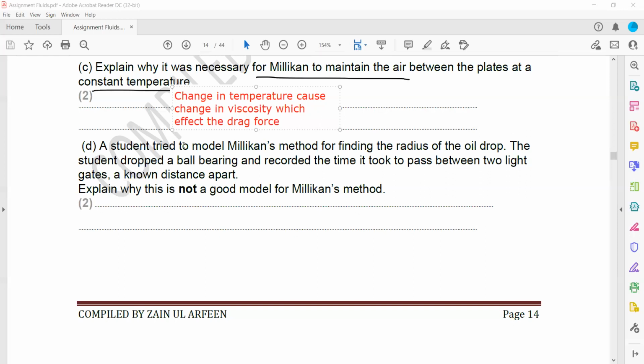Then the last part: in practical, a student tried to model the Millikan oil drop experiment with a ball bearing, and he measured the distance between the two light gates with a known distance. Explain why this is not a good model of Millikan's method. Because a ball bearing won't reach terminal velocity quickly. That's one thing. Because it will have a high density, there will be a greater difference in density between air and the ball bearing, so it will not reach the terminal velocity.